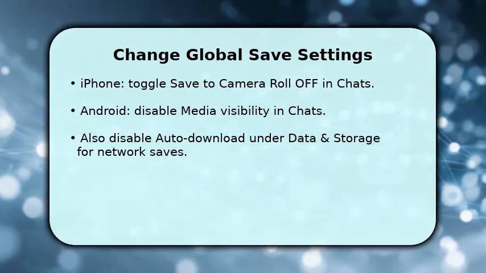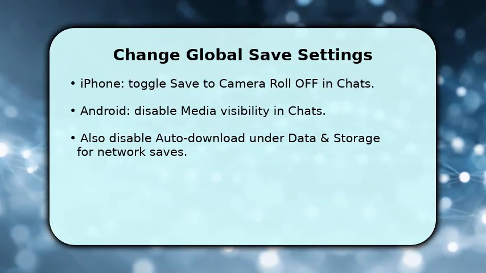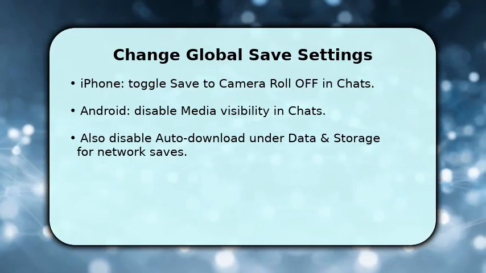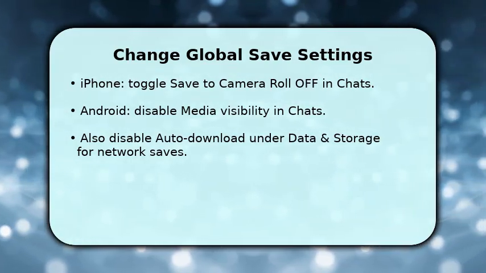Once done, open Data and Storage Usage and disable Auto Download for photos/videos on mobile, and Wi-Fi if you want, to avoid automatic downloads over network. Make sure to apply both types of toggles so media won't automatically save.